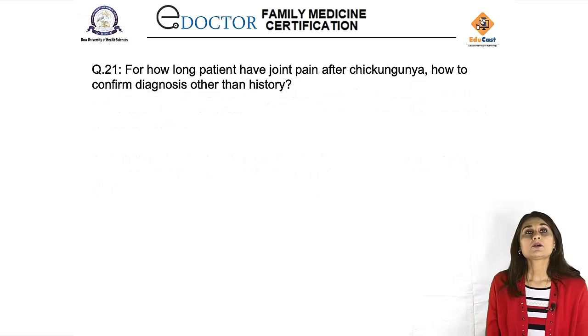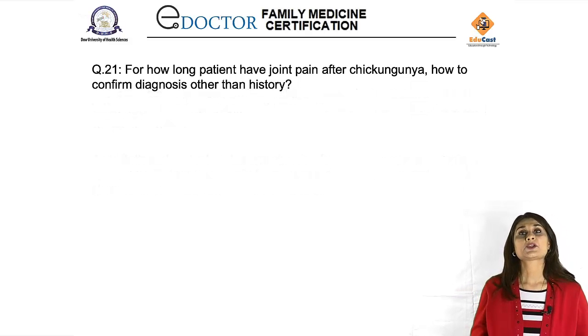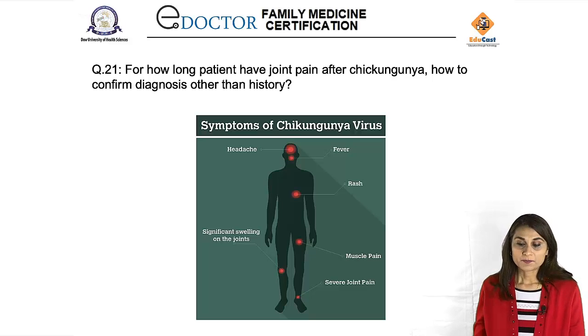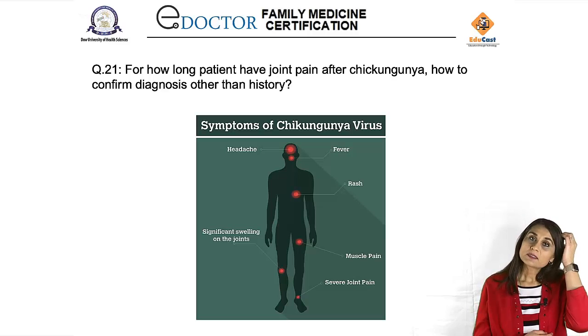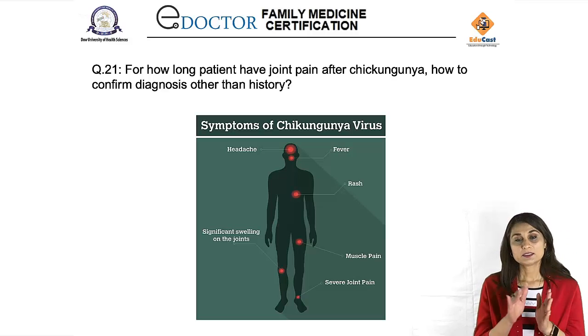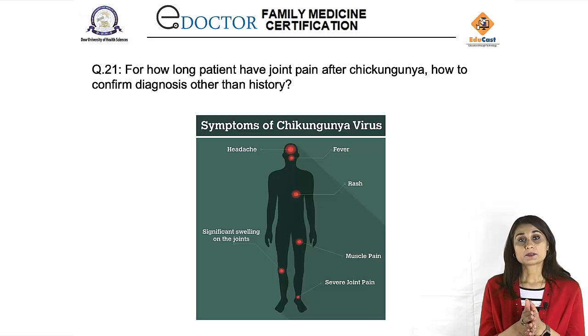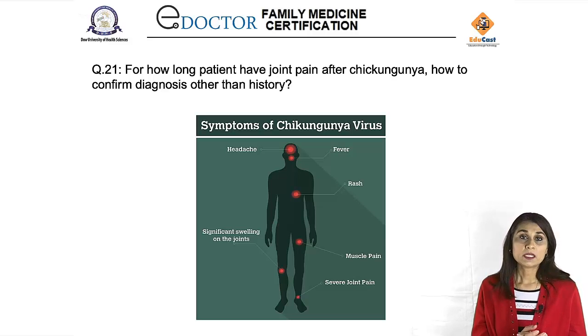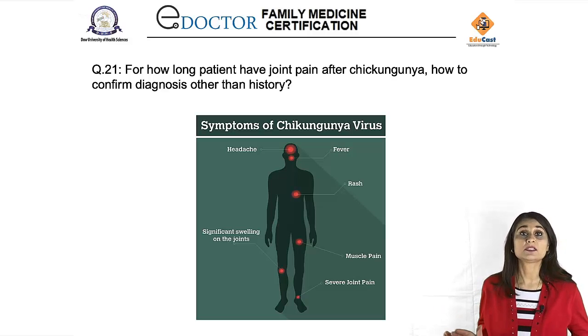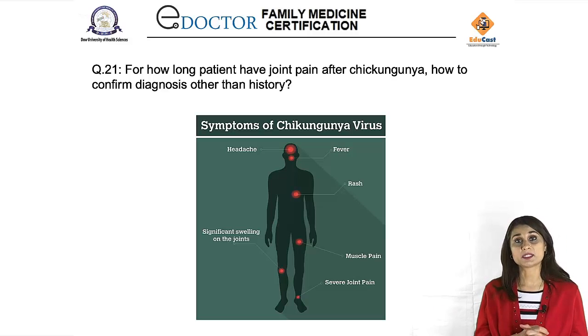Next question. For how long do patients have joint pain after chikungunya virus? How to confirm a diagnosis other than history? With this virus, the patient can come with severe joint pain that develops right after infection, but it remains for 3 to 5 days. Sometimes it takes about 1 to 2 weeks to resolve completely.